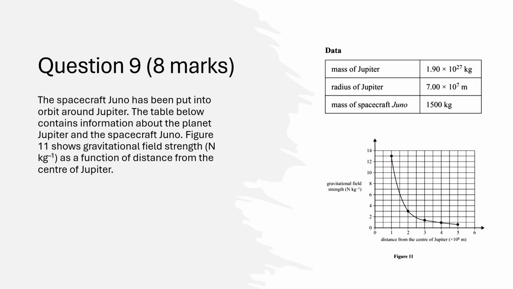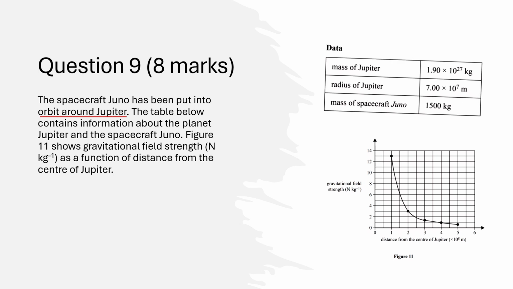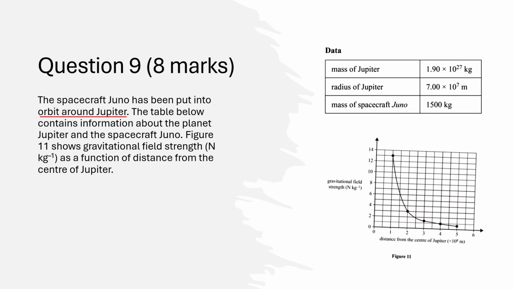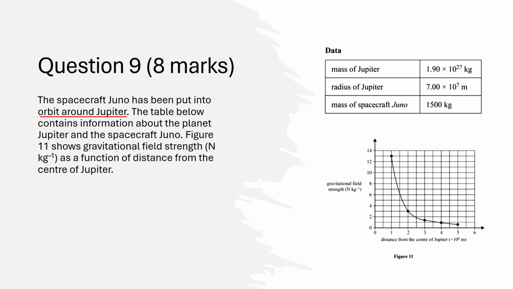The spacecraft Juno has been put into orbit around Jupiter. The table below contains information about the planet Jupiter and the spacecraft Juno. Figure 11 shows gravitational field strength as a function of distance from the center of Jupiter.